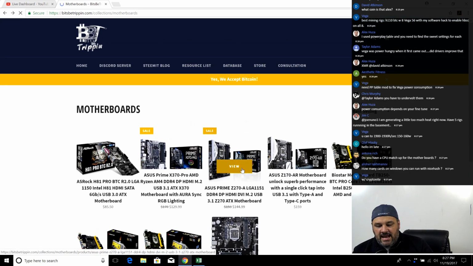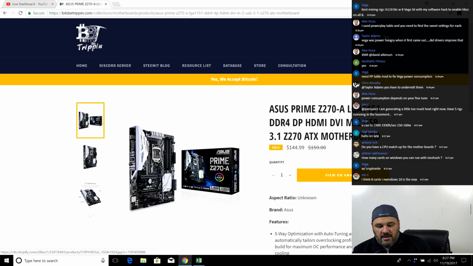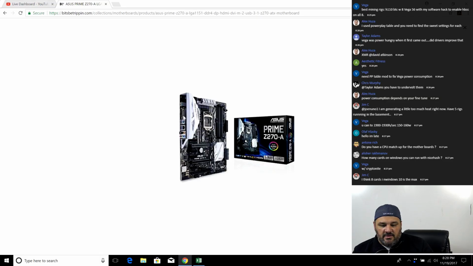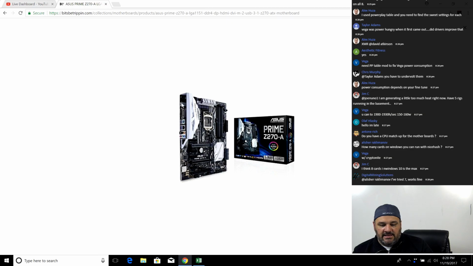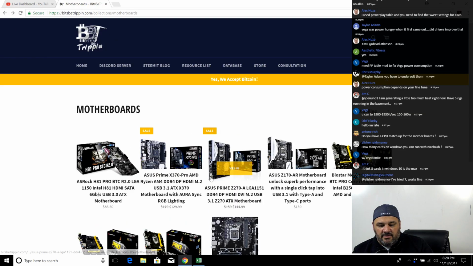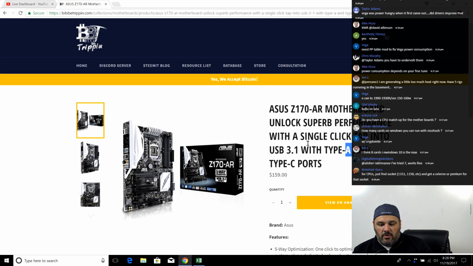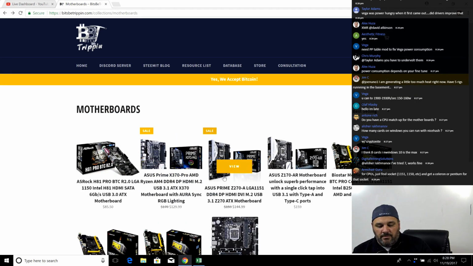The Z270A, the big difference between the A and the AR is in the I/O ports on the back. The I/O ports on the A do not have DisplayPort and all that. On the AR, they have the DisplayPort and the USB-C connector. It's got a few more connectors, and that's what you're paying for: the extra Type-C port, Type-A port, and the extra pieces there. If you're not going to use those, which you probably won't, you don't necessarily need to step up to that board. Again, good platform builds.